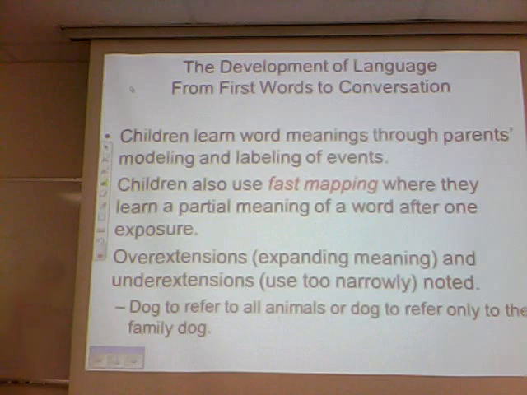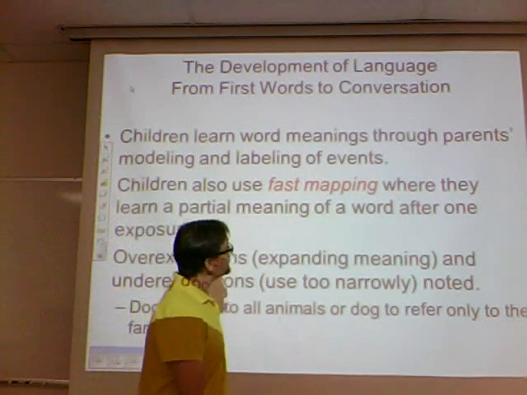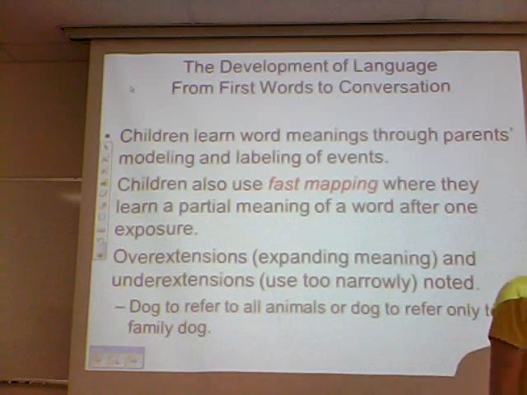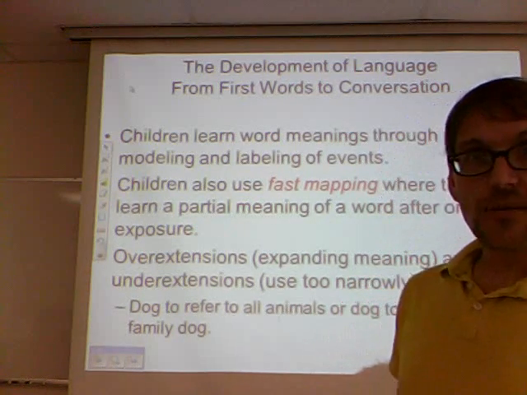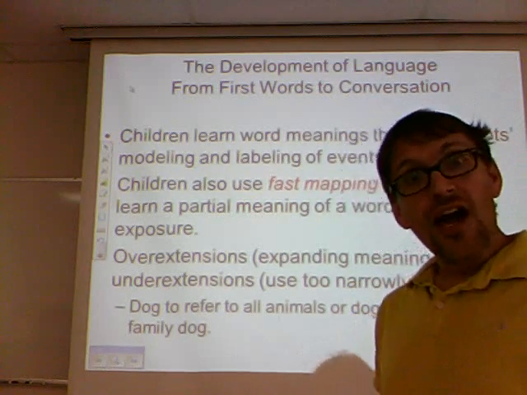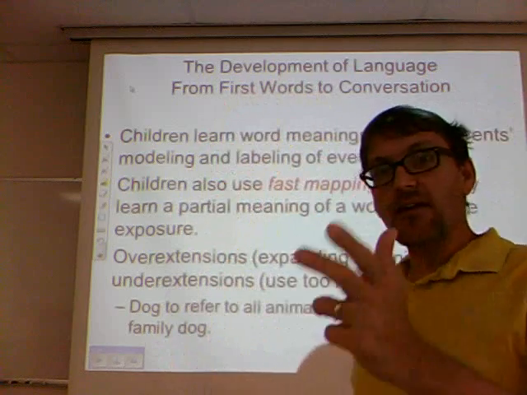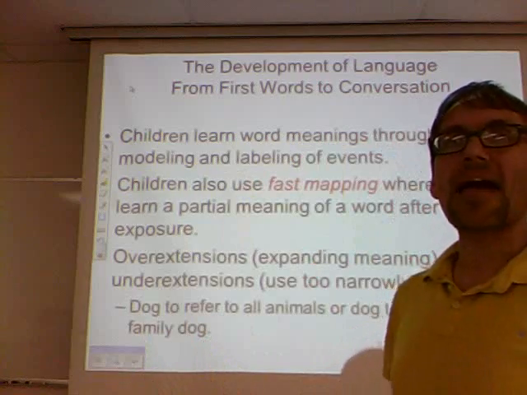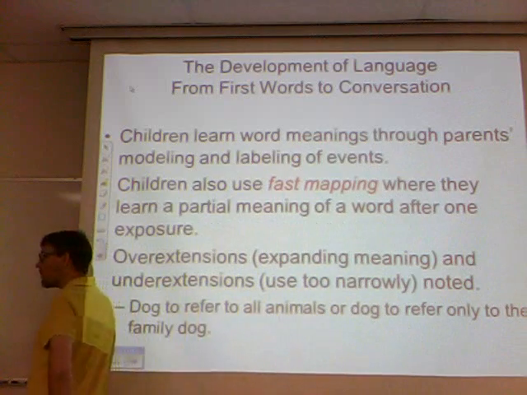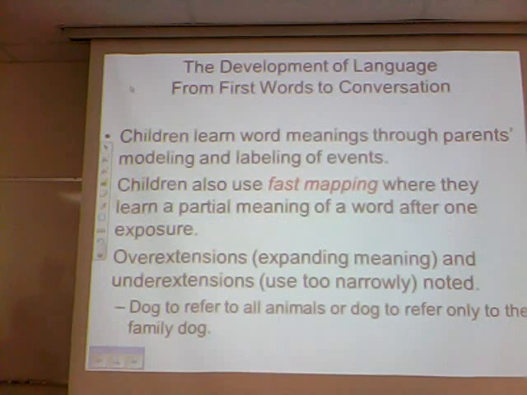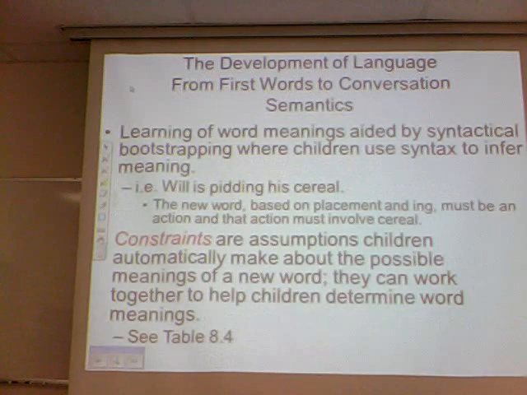Children learn meanings through parents modeling and labeling. They tend to use what we call fast mapping, where after one exposure, they get the basic gist of a word. Something like, is this a positive word or a negative word? Is it related to me or related to other people? I mean, just some basic framework for a word after just one exposure. Okay? Children often overextend, like dog to refer to all animals, or perhaps the dog only referring to your family dog, so that would be an overextension versus an underextension.